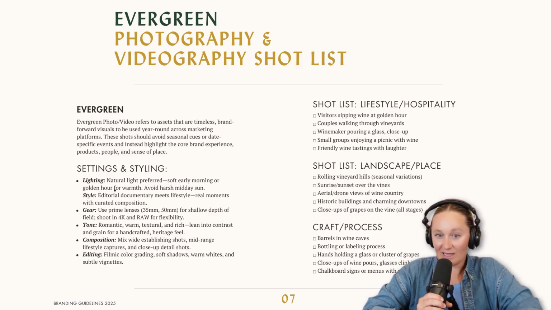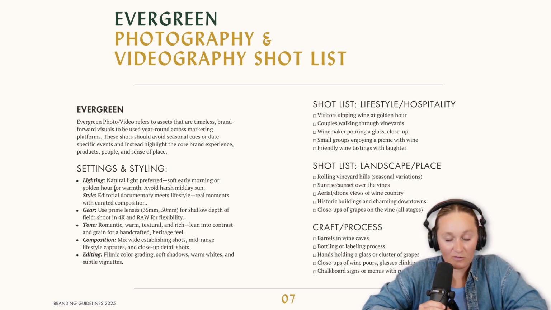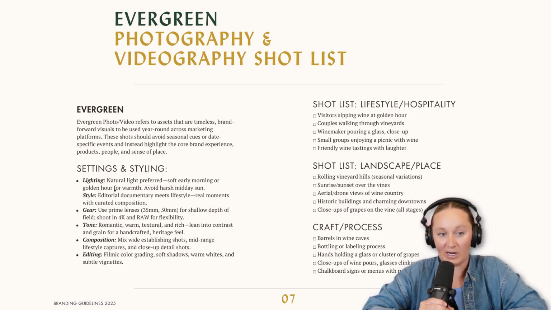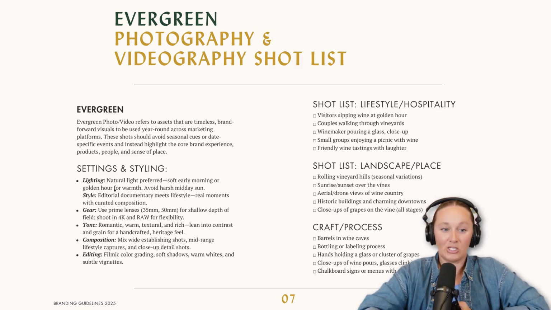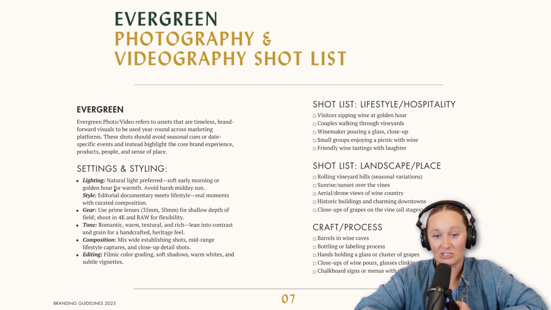So even in this page, I have a description of what evergreen photo and video is. It refers to assets that are timeless, brand-forward visuals to be used year-round across marketing platforms. These shots should avoid seasonal cues or date-specific events and instead highlight the core of the brand experience: products, people, and sense of place. In this, I want to make sure that I have settings and styling guidelines. There's the lighting notes. Here's what the style should be. Here's the gear that we're looking for. Here's the tone, the composition, and the editing.